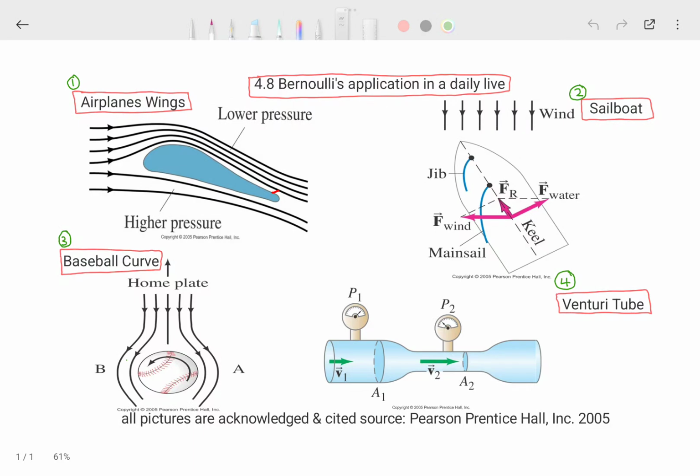The last application of Bernoulli in our daily life is the Venturi tube. In this diagram, a Venturi meter can be used to measure fluid flow by measuring pressure difference, including blood velocity in arteries, with pressures P1 and P2.